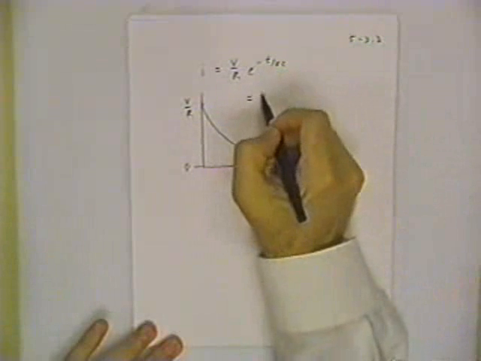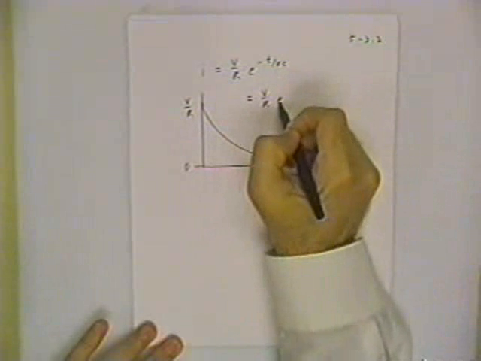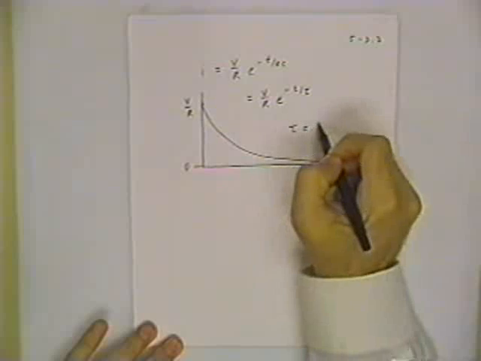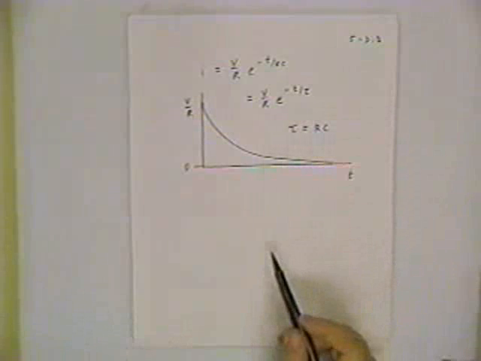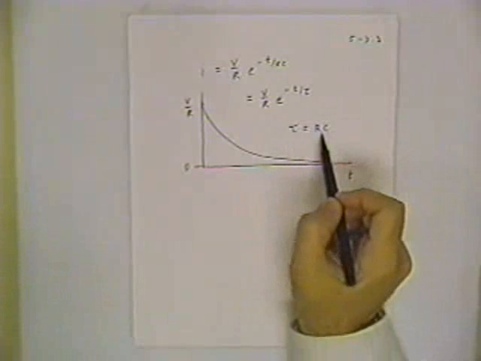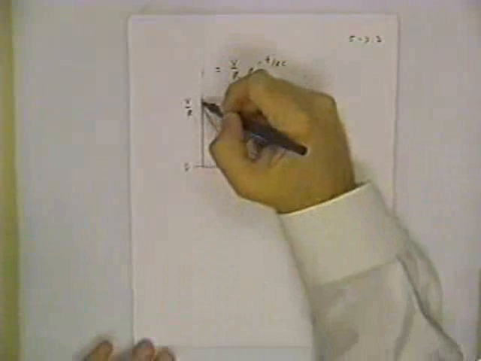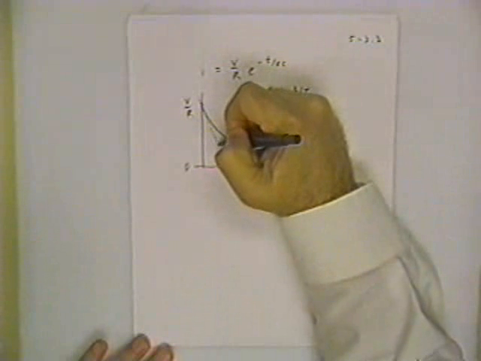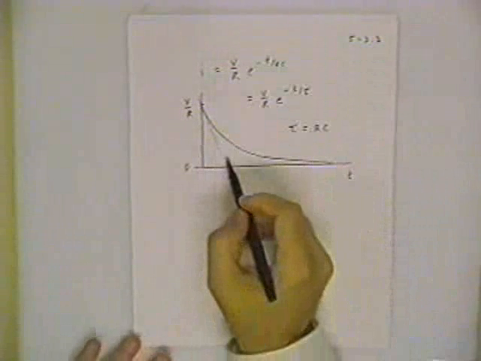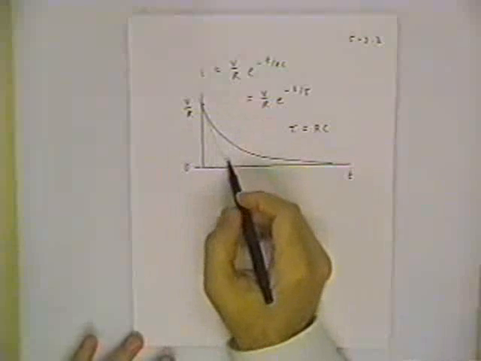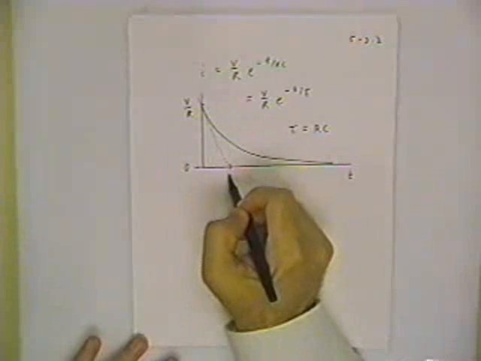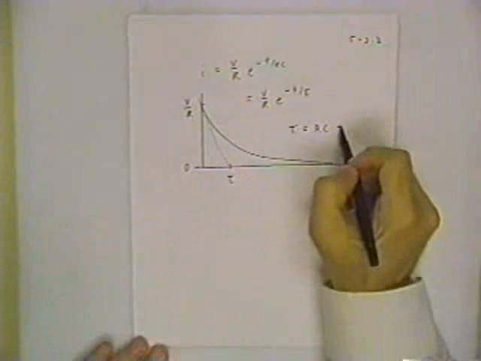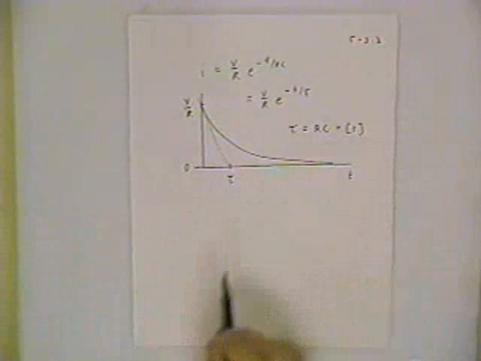Another way of writing this expression, though, is to say it's some initial value V over R times e to the minus t over tau, and tau is called a time constant. One of the neater interpretations of the time constant is that if you look at the initial slope of this curve and just draw a tangent and continue at that rate, at a constant rate equal to the initial rate of decay, then your entire current would decay away in tau seconds. So that's a nice interpretation. Tau has SI units of seconds.